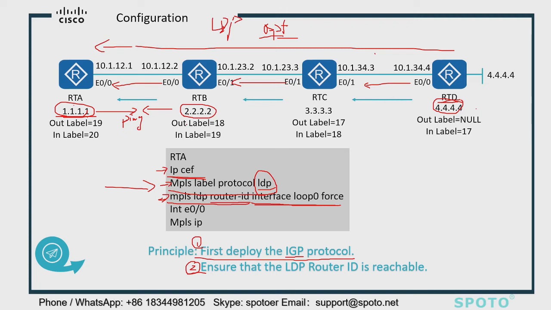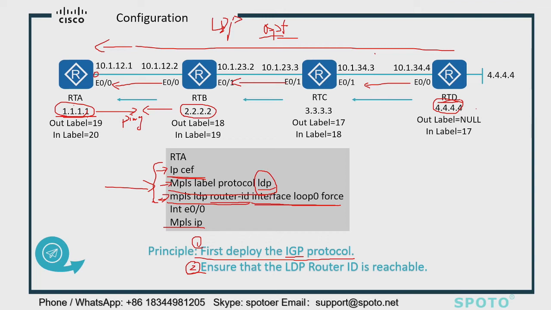LDP protocol. Okay, so this is the basic configuration, and after you configure this one, you just need to enter the interface and enable MPLS IP here. Okay, so this is all the configuration of the LDP protocol. So you can see the configuration is not difficult.